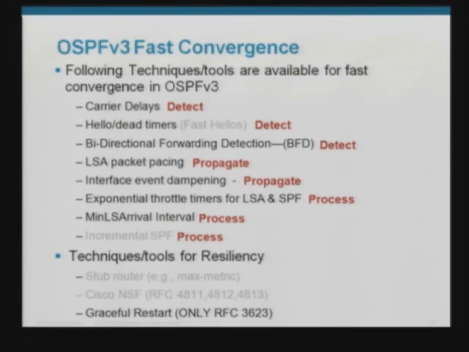BFD is available. You have LSA packet pacing. Again, it's an in-depth discussion of how each one of these parameters could be looked at from a flooding convergence point of view. You have your interface event dampening. You have your LSA throttle timers for both LSAs and SPF, your exponential throttle timers. You can tune your maximum link state arrival interval. Again, these are all throttling mechanisms to back off your neighbor based on too many LSAs being flooded.